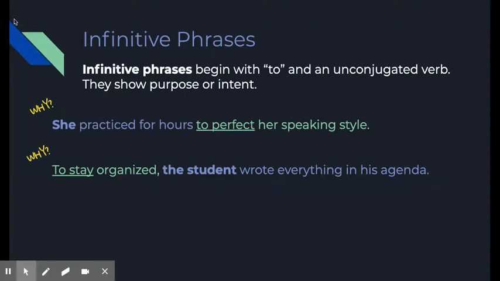Here are some complete sentences with infinitive phrases. And again, they're answering the question of why or adding detail about the purpose or intent behind an action. Like other phrases, they can go in multiple places in a sentence. So the first example has the infinitive phrase at the end, the second one at the beginning. So first example is, she practiced for hours to perfect her speaking style. And the second one is, to stay organized, the student wrote everything in his agenda.